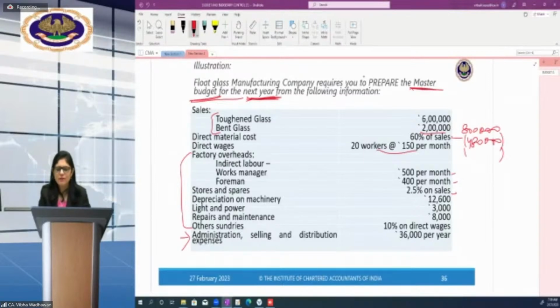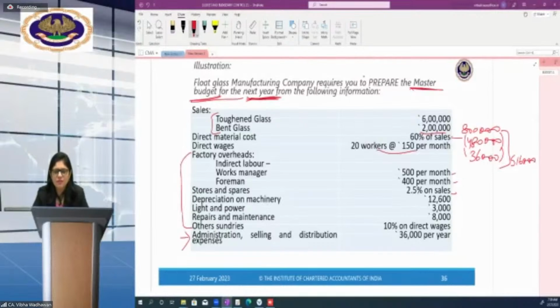So first calculate the direct wages. 20 workers into 150 per month into 12, because the budget period is 1 year. So here you can do into 12, and that is going to come out to 36,000. So together they make the prime cost. All right. So prime cost is 5,16,000. To the sales, you deduct the prime cost. All right. The sales, we deduct the prime cost.